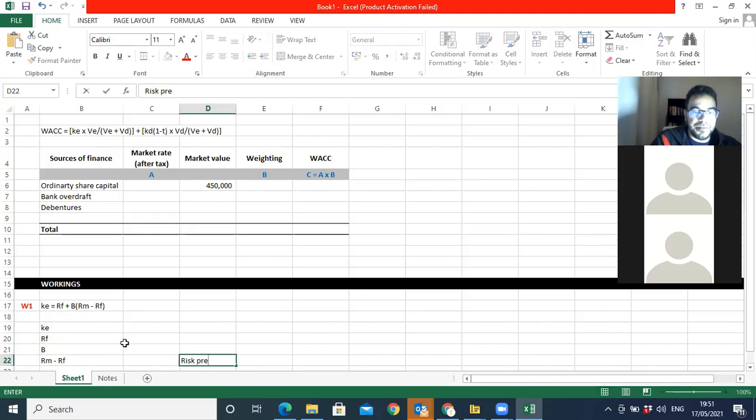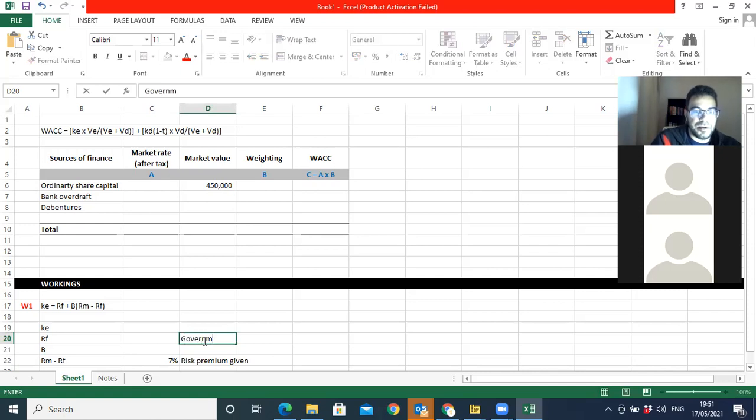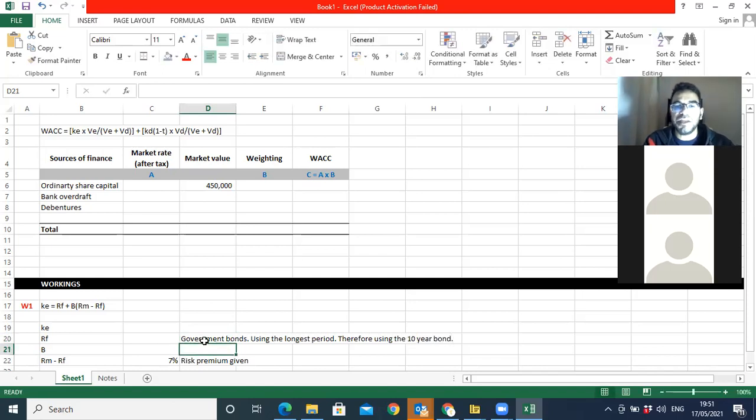Okay, so we're going to say, risk premium given. The risk premium was given to us as 7%. This is government bonds, using the longest period, therefore using the 10-year bond. Why do we use the longest period? If they give you a 15-year or 20-year, you use the longest period.